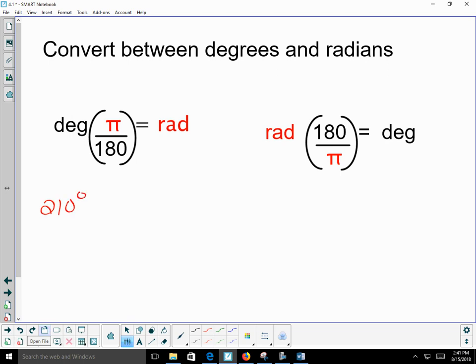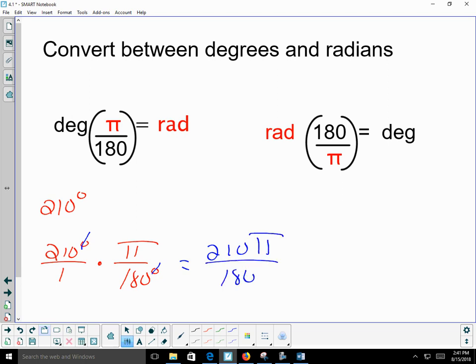So let's say I had 210 degrees, and I wanted to change it to radians. So I'm going to take 210 degrees over 1 times pi over 180 degrees. If you use units, you can see that the units of degrees would simplify. So I'm going to end up with 210 pi over 180. And then I would put that in lowest terms.